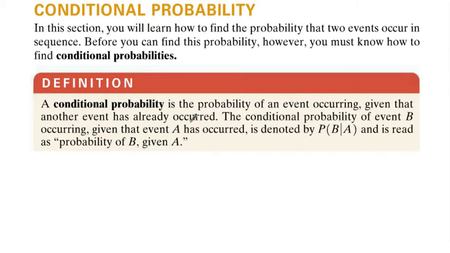Okay, so the first thing we want to talk about, just to define conditional probability. Okay, conditional probability, and you can kind of tell from the word conditional. Conditional means what is the probability that something will happen given that something else has already happened.